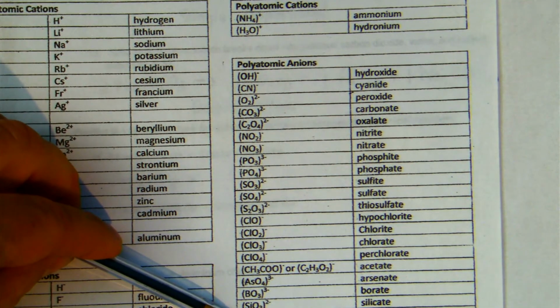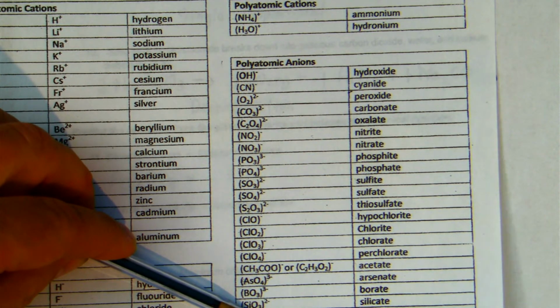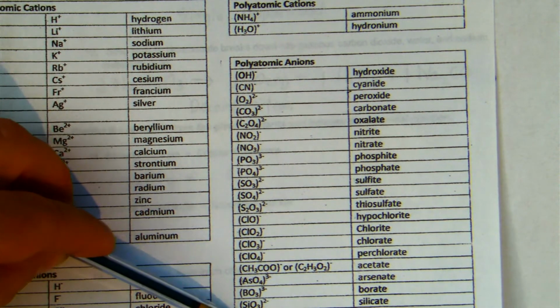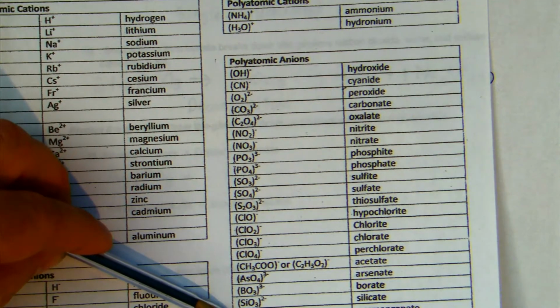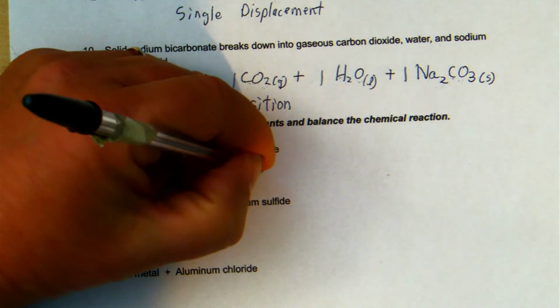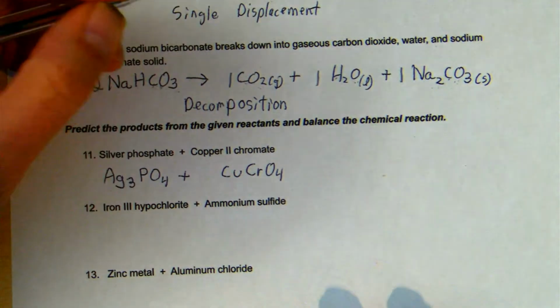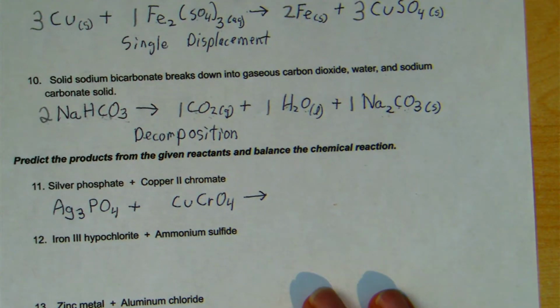is CrO4 with a 2 minus charge. So if chromate is a 2 minus charge and copper 2 is a 2 plus charge, I don't need parentheses. I need just one of each of the two groupings there. So CuCrO4, and I would predict that this is going to be a double displacement reaction.